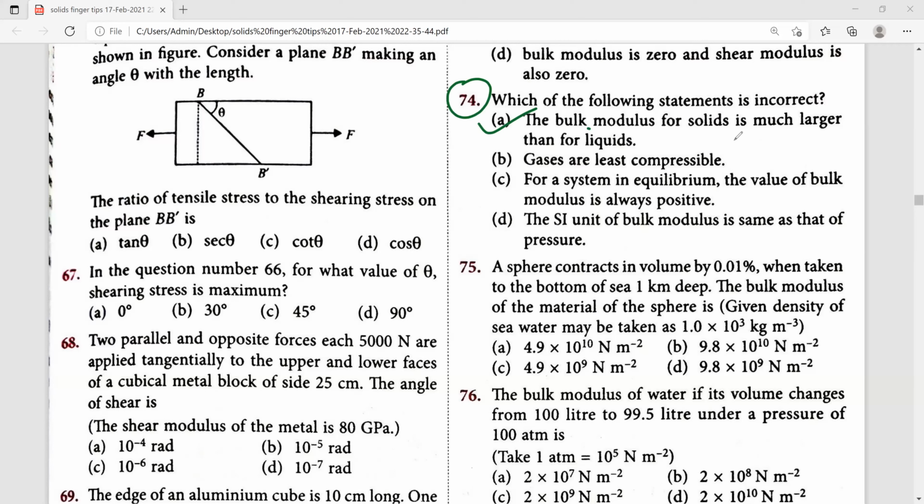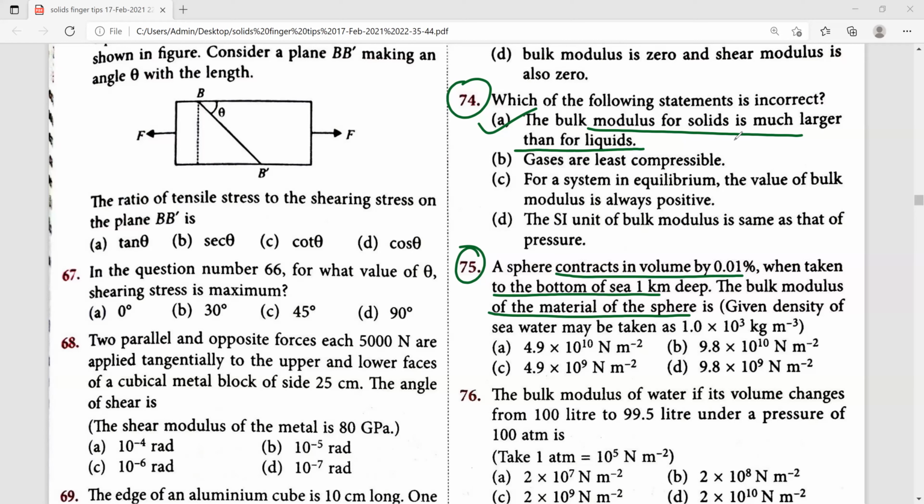That is, bulk modulus for solid is much greater than for liquids. 75th one: a sphere contracts in volume by 0.01% when taken to the bottom of the sea 1 kilometer deep. The bulk modulus of the material of the sphere is? The density of seawater they have given may be taken as 1 into 10 to the power of 3 kg per meter cube. Among four options, which one is right?